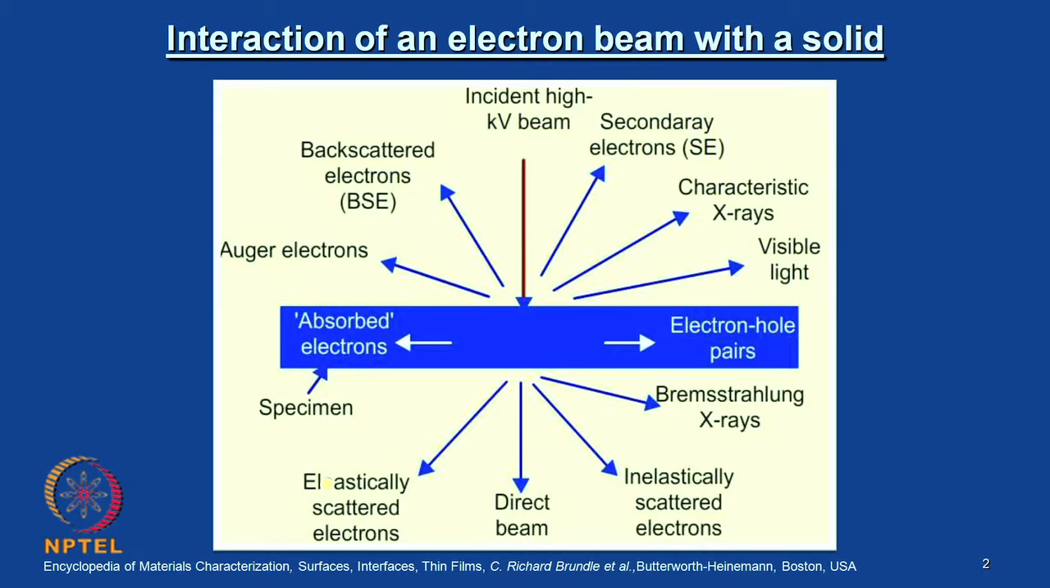I just want you to look at all these signals which are coming out of the specimen. These can be broadly categorized into two segments. One is forward scattering signals. All these, the direct beam, inelastically scattered electrons and elastically scattered electrons, are forward scattering signals, and then you have backward scattering signals. Out of these two categories, the scanning electron microscopy uses only the backward scattering signals. This is primary important information one should have before we get into the details. All the other signals are not used in scanning electron microscopy.